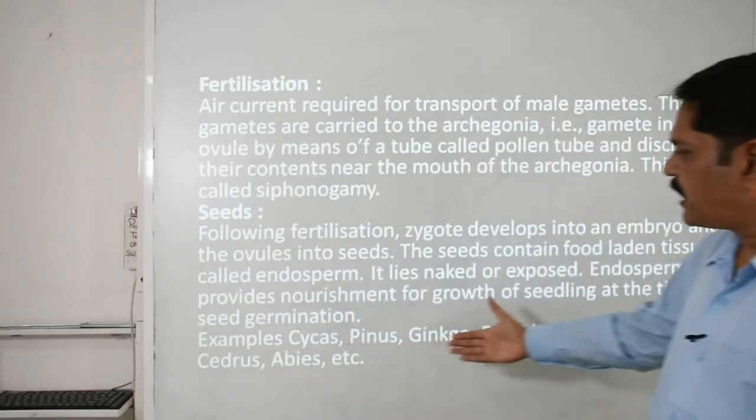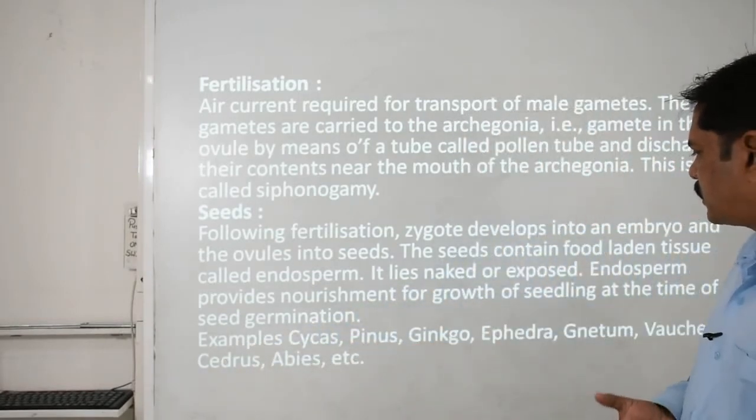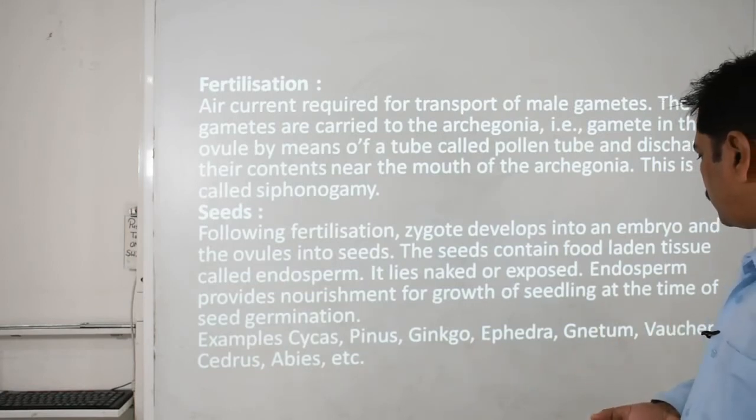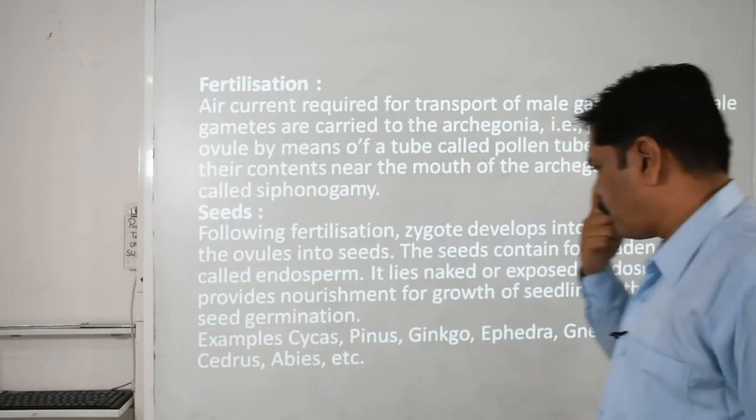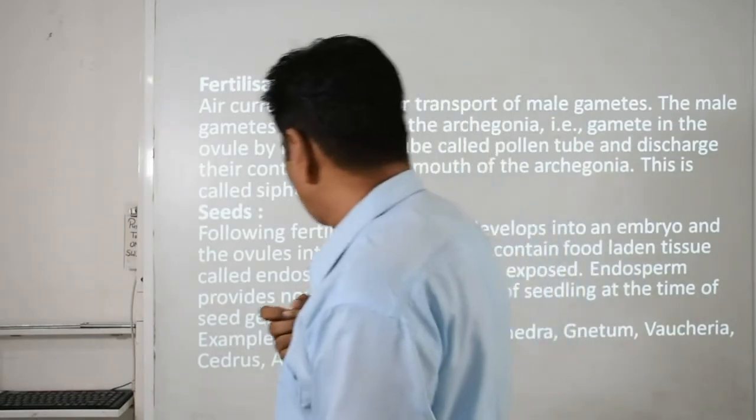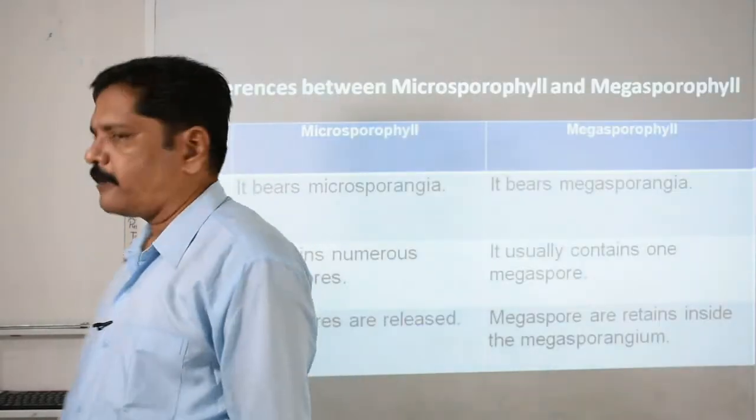Clear? And here the examples are Cycas, Pinus, Ginkgo, Ephedra, Gnetum, and Cedrus, and Abies are there. Okay.